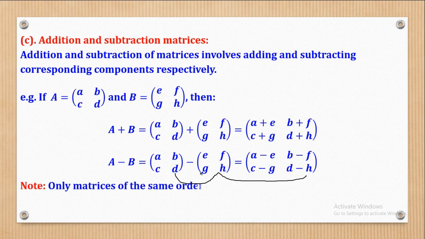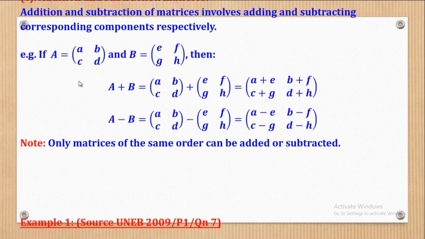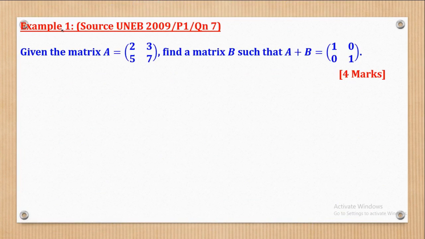So there's something we need to note: only matrices of the same order can be added or subtracted. For example, if the matrix A is a 3 by 3 matrix, then it implies that matrix B must also be a 3 by 3 matrix. So they have to be of the same order. If this is a 2 by 2, this also has to be a 2 by 2 matrix for you to add or subtract.